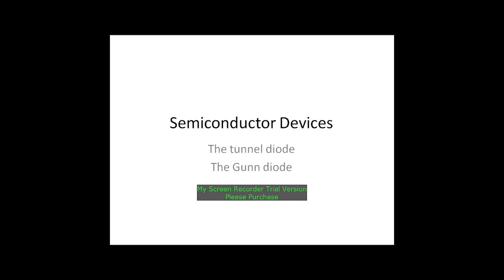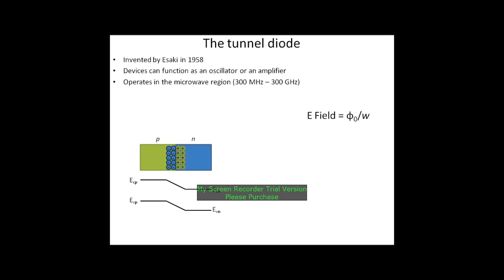What I'm going to talk about today is semiconductor devices, specifically applications of the tunnel diode and the Gunn diode. If we look at the tunnel diode, it was invented by Esaki in 1958, and in terms of applications for these devices, it could function as an oscillator or as an amplifier, and I'll explain both of those later. The frequency range that these devices operate in is between 300 megahertz and 300 gigahertz.